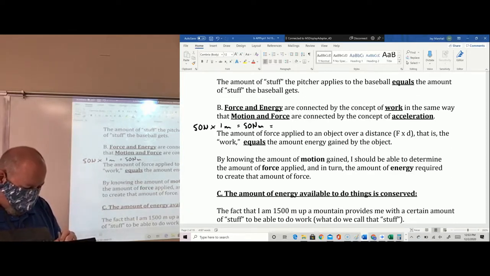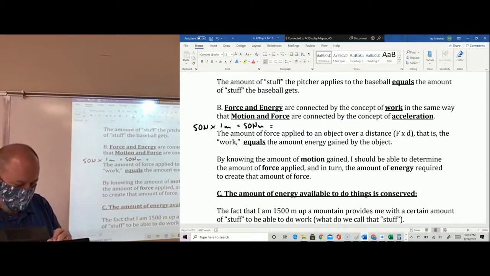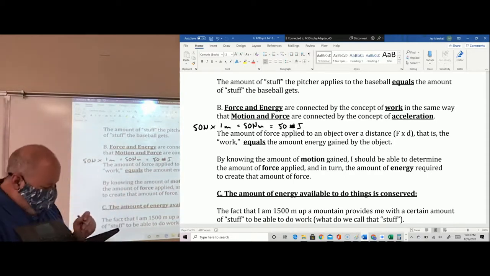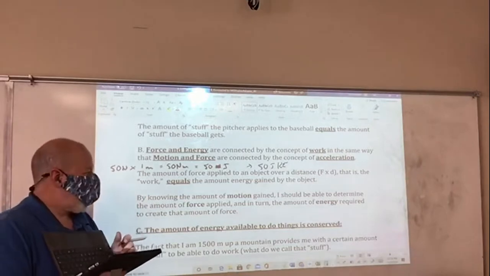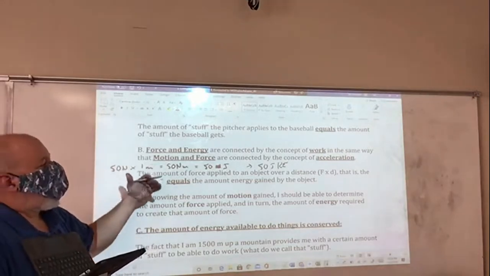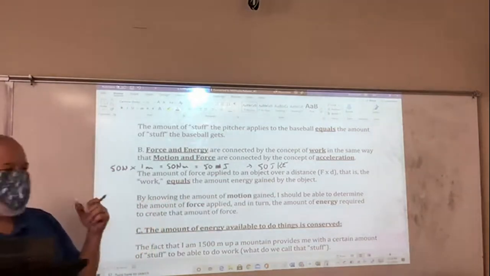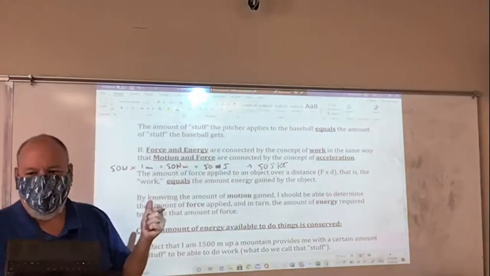Does anybody know what units we use for force or for energy? Joules. That would mean that I have 50 joules. I applied 50 joules of work to the baseball. Since I applied 50 joules of work to the baseball, it now has 50 joules of kinetic energy, the energy of motion. Okay, that's what I mean by the amount of stuff I apply to the baseball is the amount of stuff that it gets. I did 50 joules of work on the baseball, and now the baseball has 50 joules of kinetic energy.